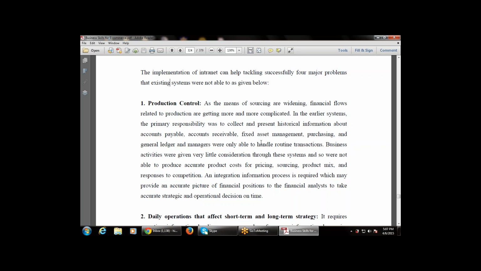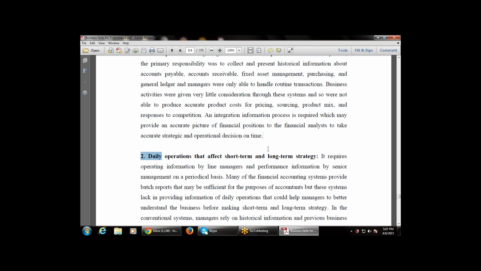So there is a demand for the account receivable, so that the information can be presented in the account receivable, account payable, fixed asset management, purchasing. Everything is done so that the production will be controlled. That is production control. That is one of the problems.